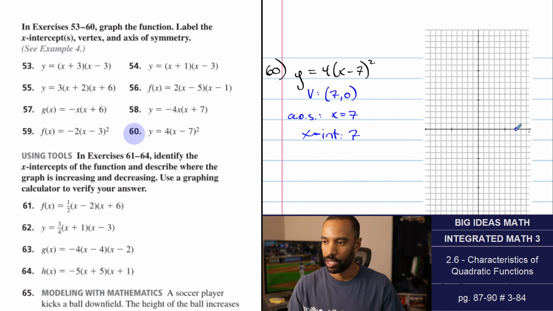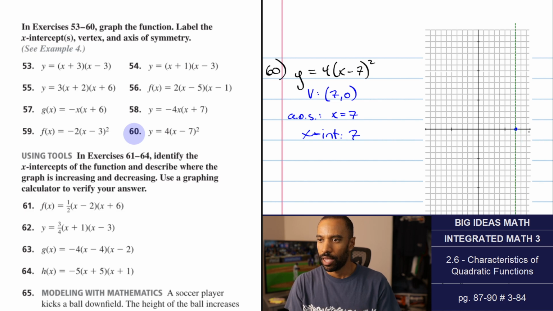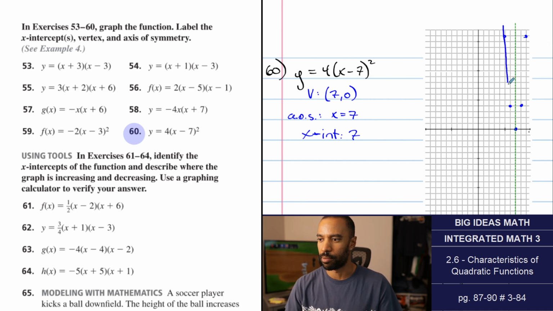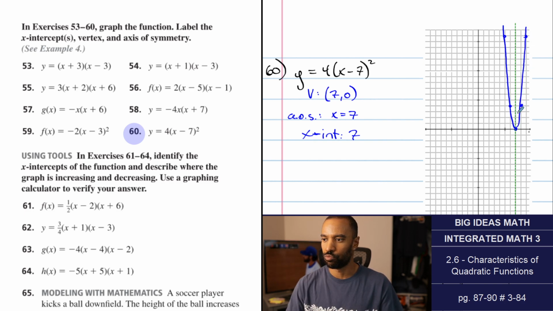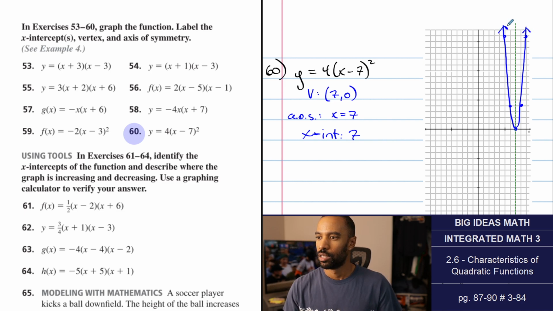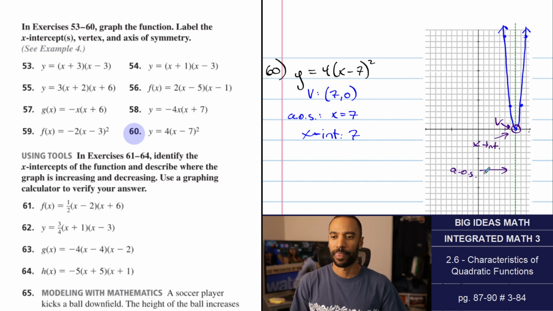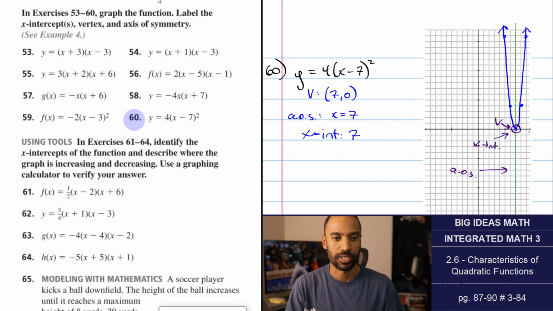So 7, 0 is here. Axis of symmetry goes right down through it. And a stretch factor of 4 over 1 up 4. Over 2 up 4 times 4, which is 16. So goes pretty fast, goes pretty sharp. Yes, these are the quickest of the problems that we had compared to the earlier problems. Then a couple labeling things and we'll be done. Okay. So there's this one. We got a vertex and also, oh, by the way, it's the x-intercept. And oh, by the way, they're both on the axis of symmetry. Okay, that's number 60. Let's move on to the next set.